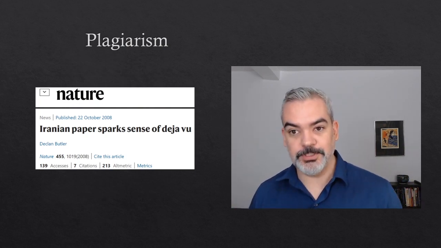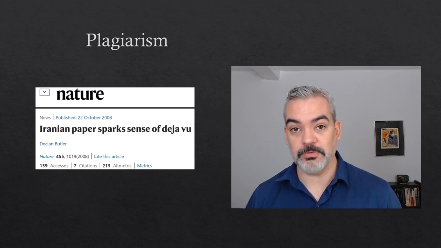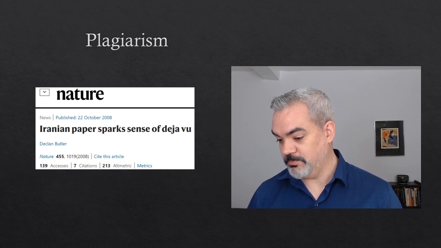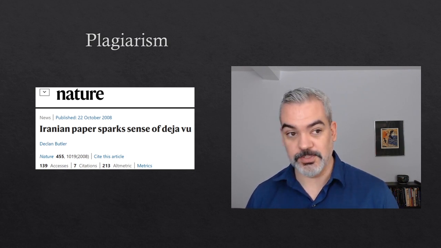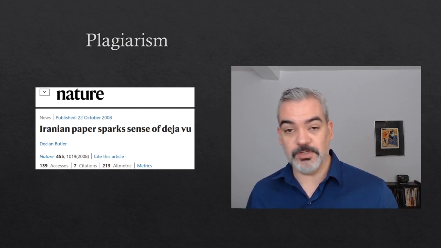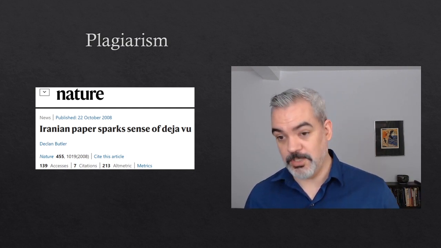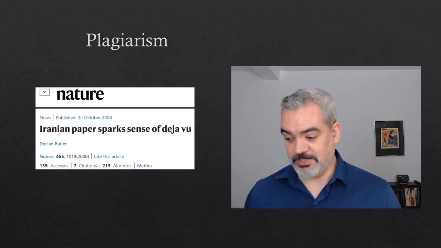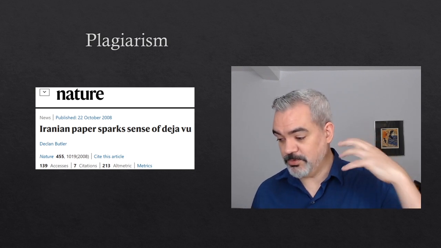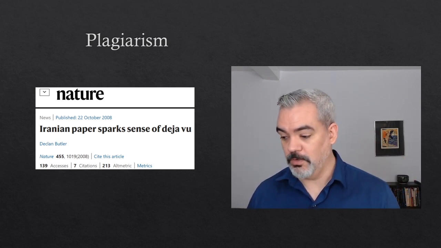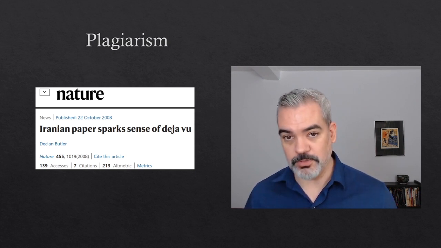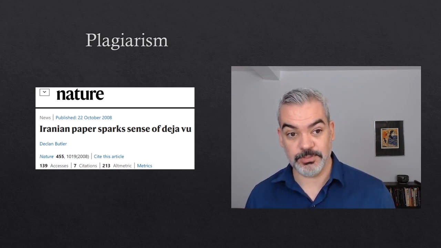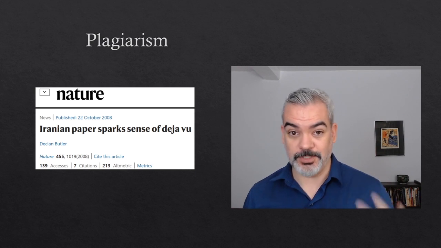Similarly, there is a pretty serious plagiarism problem in the published scientific research. This one, Iranian paper sparked sense of deja vu, was somebody copy pasting elements of various other scientific journal articles and putting them into their own. So various scientists have been caught doing this, publishing papers kind of stitched together from other work or grant applications or other unpublished work. There's quite a bit of plagiarism going on in the scientific literature. Now, these people often get caught, but by no means always.